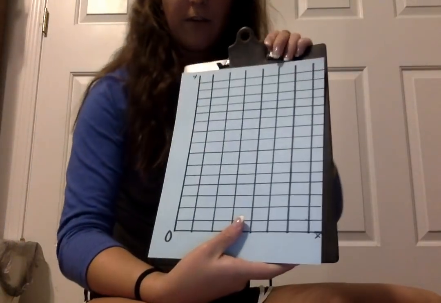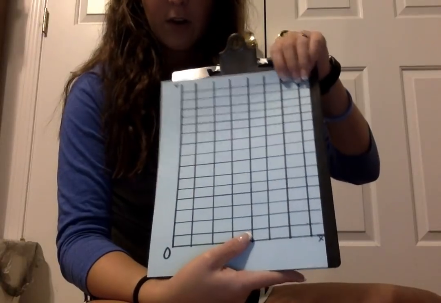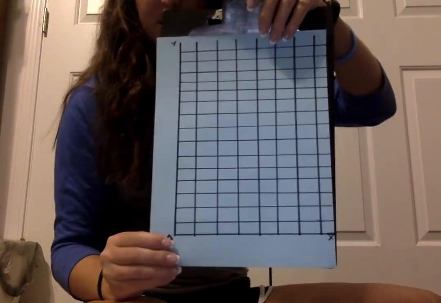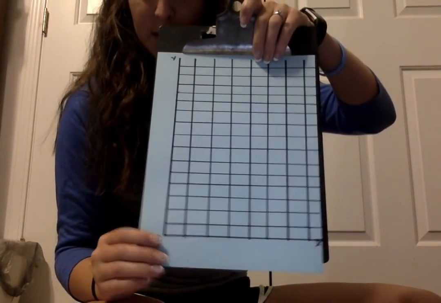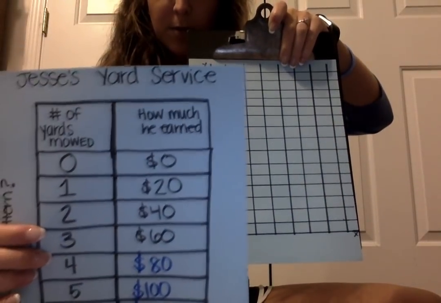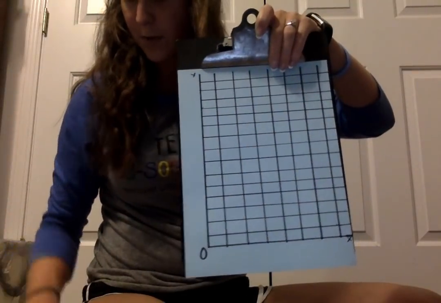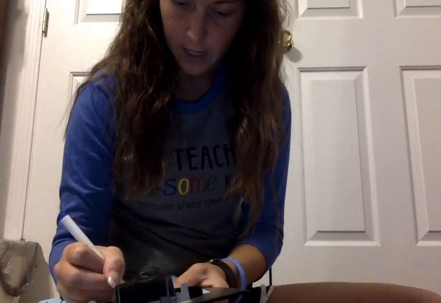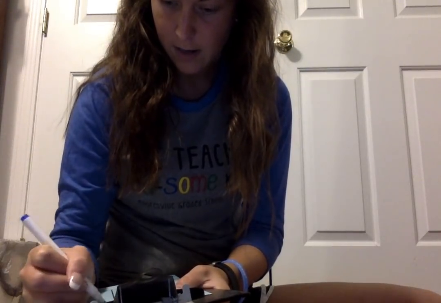So I have a graph here, and I've already kind of gridded it out, but we're still missing a couple things. I'm missing a title. So if I look back at my table, my table's title is Jesse's yard service, so I need to make sure I title my graph the same thing. I'm going to write it up here.